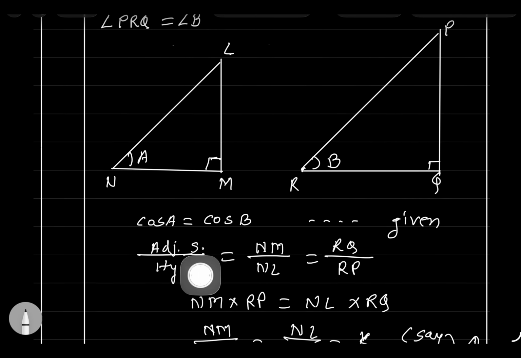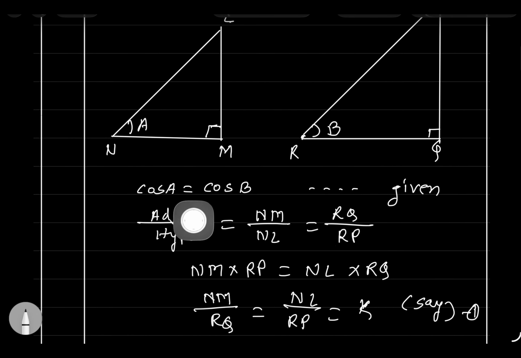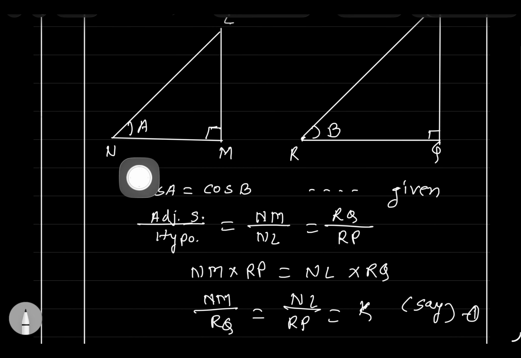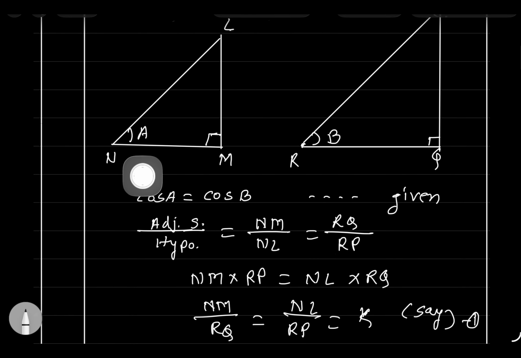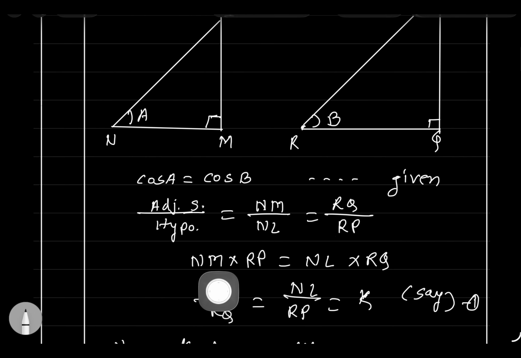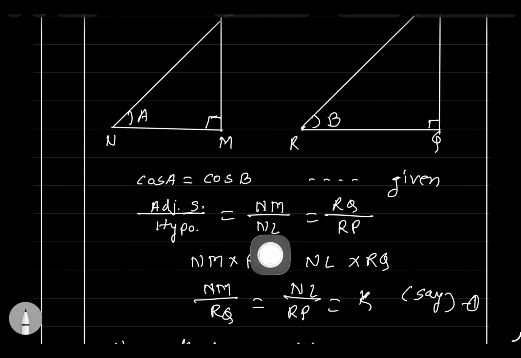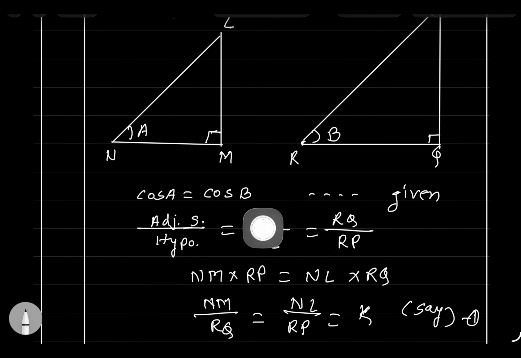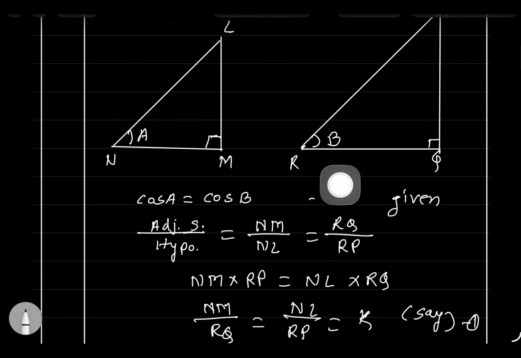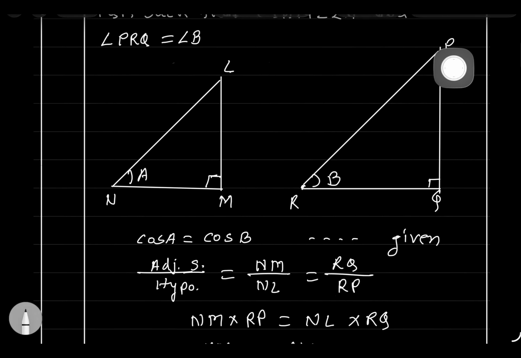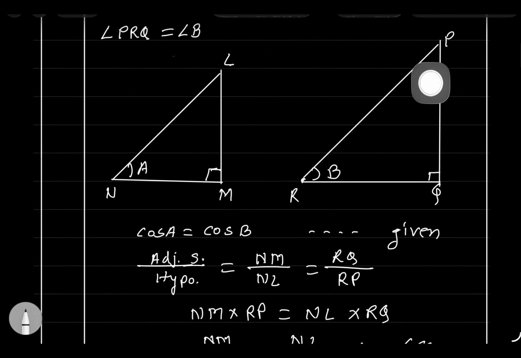Now, what is cos A? How are we writing cos A? Cos A means adjacent side upon hypotenuse. What is the adjacent side for angle A? NM. So NM upon hypotenuse. Hypotenuse is NL. So NM upon NL equal to, now for cos B, the adjacent side is RQ, and upon hypotenuse, that is RP, we can write.